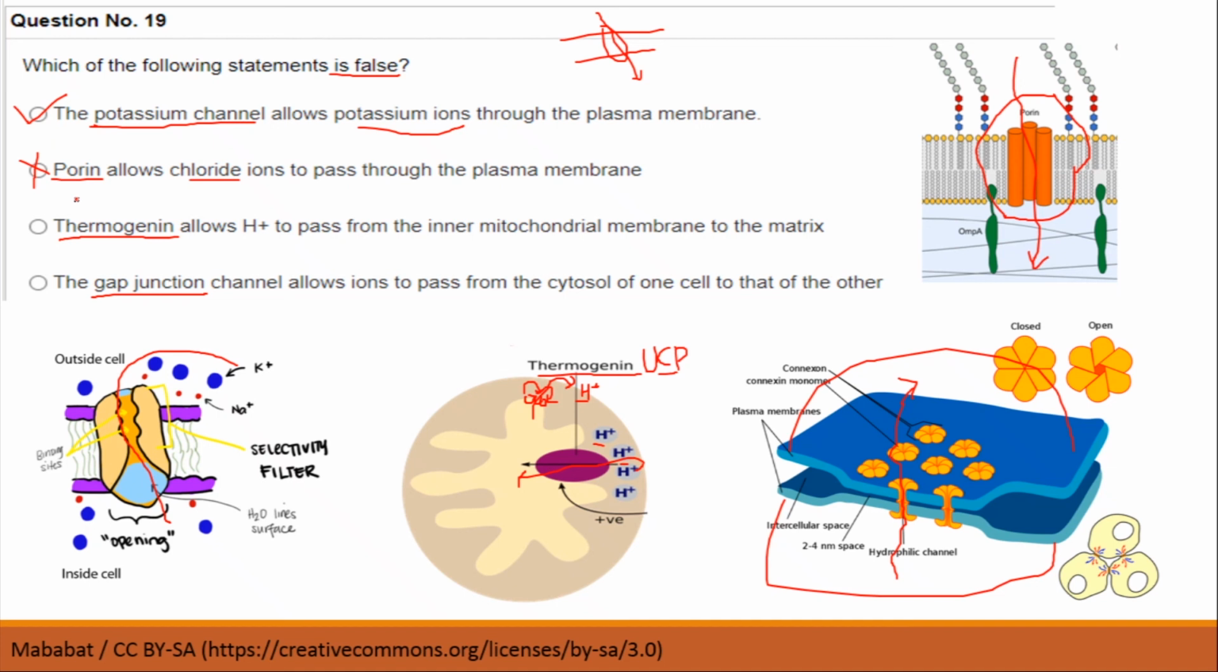If you see, thermogenin allows the H plus to pass from the inner mitochondrial membrane to the matrix, definitely that is going to be a correct option. Similarly, the gap junction passes from the cytosol of one cell to another, that also is a correct option. So the false statement here is your option number B.